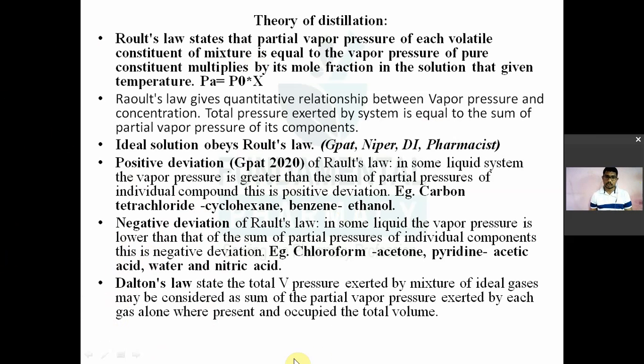Okay, so what does Dalton's law state? The total vapor pressure exerted by a mixture of ideal gases may be considered as the sum of the partial vapor pressures exerted by each gas alone, when present and occupying the total volume. मतलब उसका मतलब भी सेम ही है, but Raoult's law is applicable for liquids and Dalton's law is applicable for gases. That's it. So according to Dalton's law, the total pressure is equal to the partial vapor pressure of component A plus the partial vapor pressure of component B. The total pressure exerted by a mixture of ideal gases is equal to the partial vapor pressure of gas A plus that of gas B.